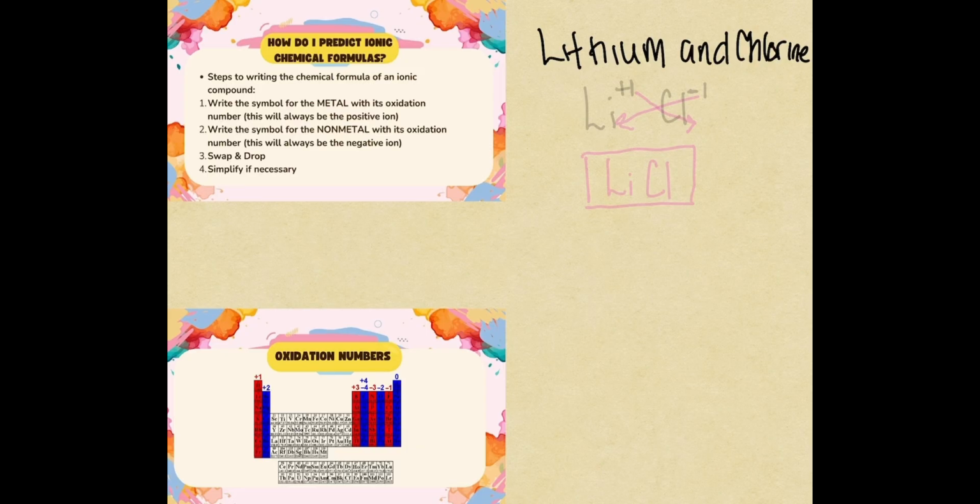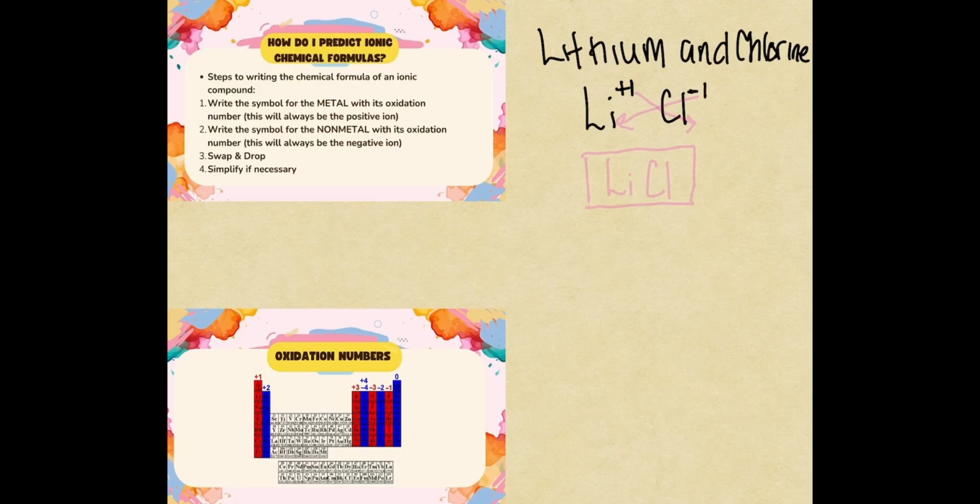Now, when you are writing the formula, you're going to take the symbol. So when we look at the periodic table, we know that the symbol for lithium is Li. Okay. And then we're going to pair it with the oxidation number. The oxidation number for lithium is +1. So I am going to write a +1 at the top of the element symbol. Then for chlorine, the symbol for chlorine is Cl, and the oxidation number for Cl is -1.